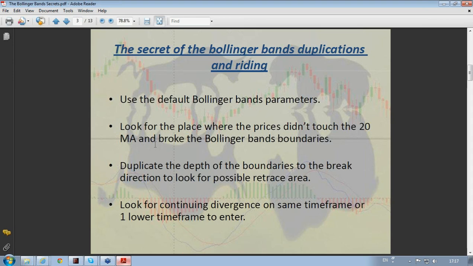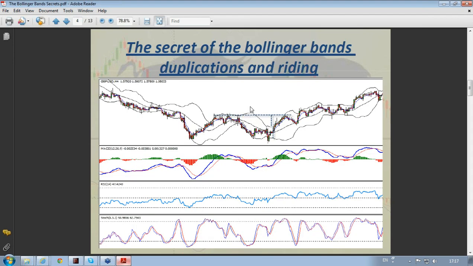Let's try to combine all these things together. This is our chart, pound dollar, just for example. We had here a situation, right? And we had a break up out of the Bollinger Band. After the break, it went up, right? And duplicated this area one time higher. Correct? It reached also a stiff resistance area. After I recognize this situation, I am looking for divergence on the same time frame or on one time frame lower. That's all. That's how it looks.